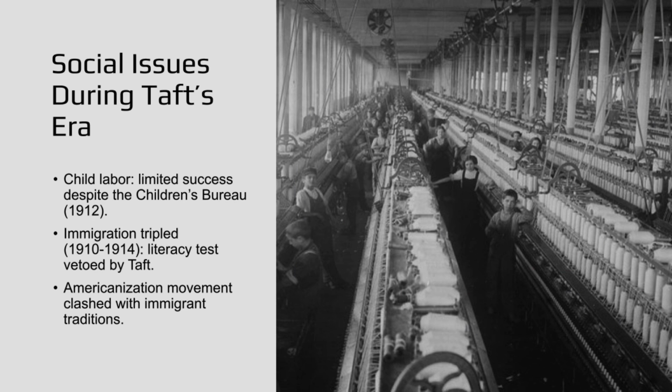Meanwhile, American society faced pressing social challenges. By 1910, nearly 200,000 children worked in factories, often in dangerous conditions. Progressives fought hard for change, and in 1912, the Children's Bureau was created to investigate these abuses. However, Congress stopped short of passing laws to protect these children effectively.